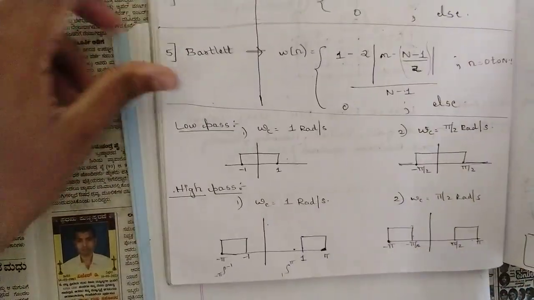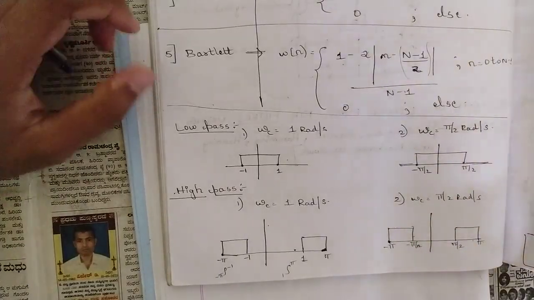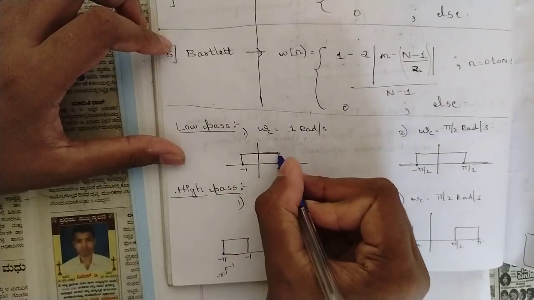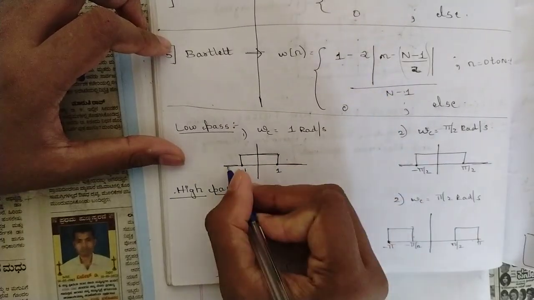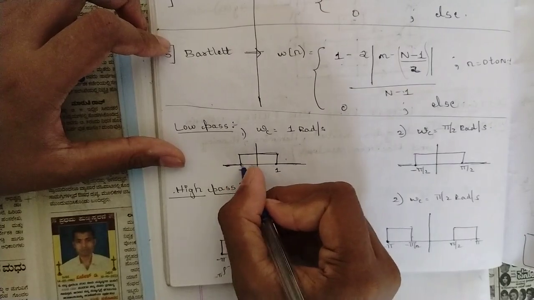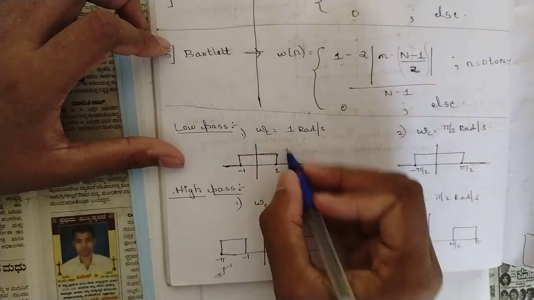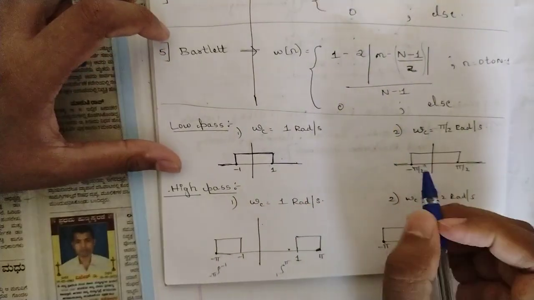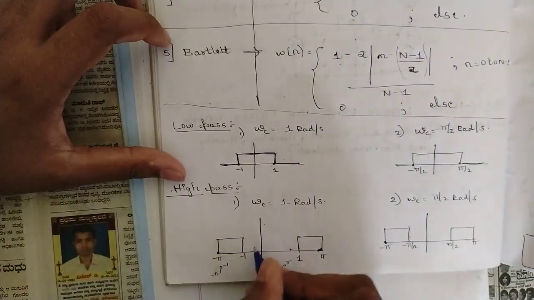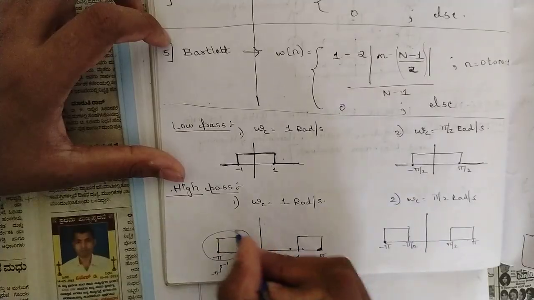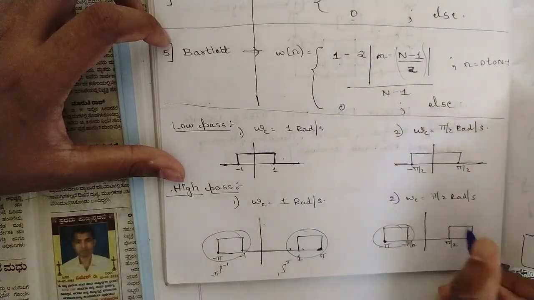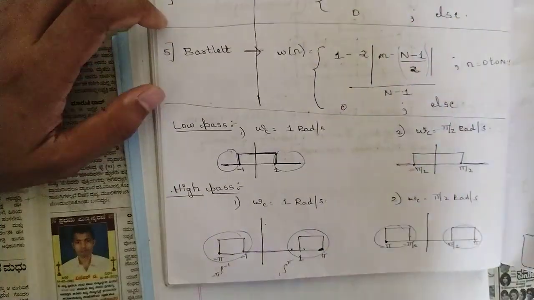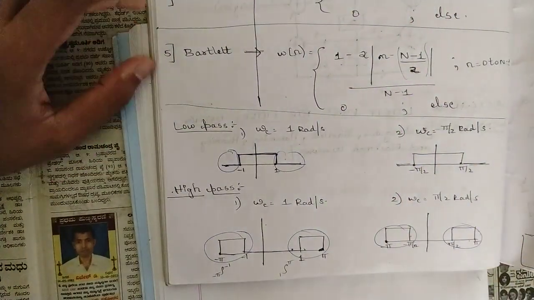So what is generally a low pass filter? A low pass filter means it allows only the lower frequencies and blocks the higher frequencies. That is, all the higher frequency values would be equal to 0, and all the lower frequency values it would be allowing. Similarly, a high pass filter blocks the lower frequencies and allows the higher frequencies. This is the basic definition of low pass and high pass filter, which you know.